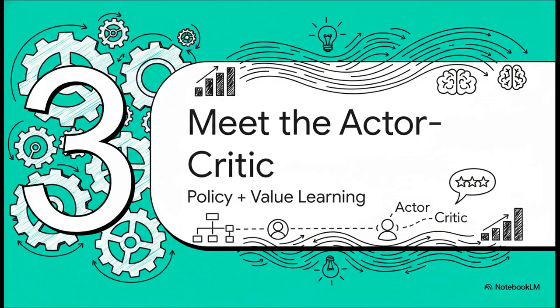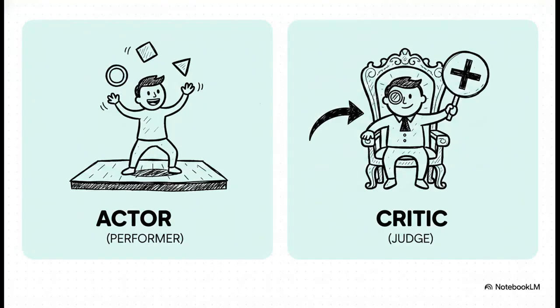Well, we build a team. And this is where we meet the actor-critic model. Think of it like this awesome duo, right? You've got the actor, that's the policy, the part of the AI that's actually out there doing stuff, making moves. It's the performer on stage. Then you've got the critic. That's the value function, sitting in the audience with a scorecard, watching everything the actor does and giving it feedback.